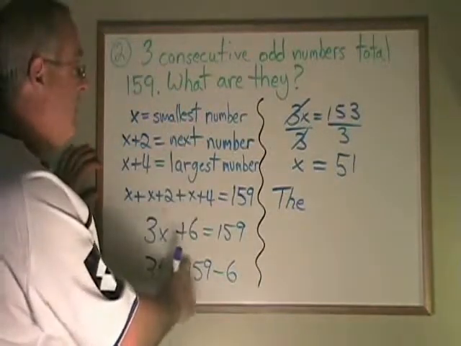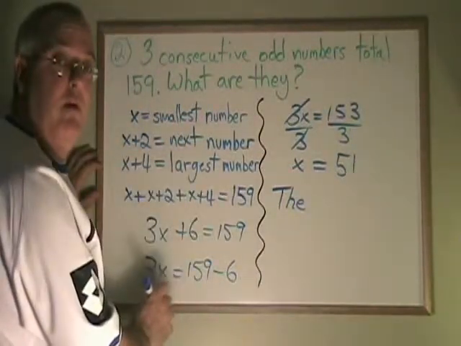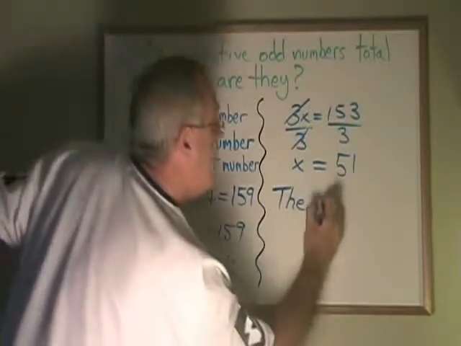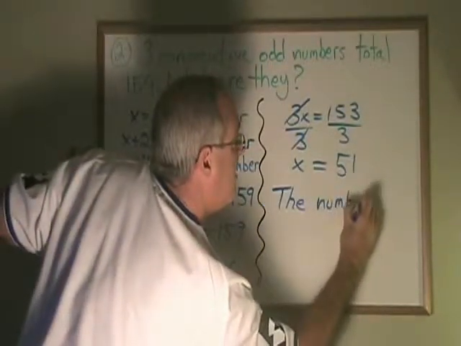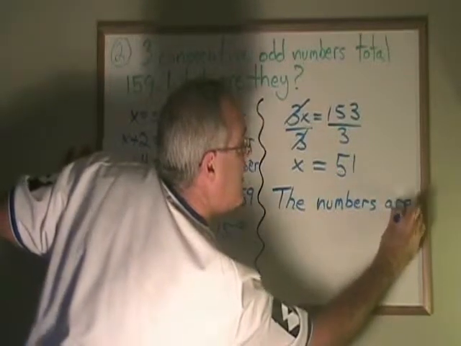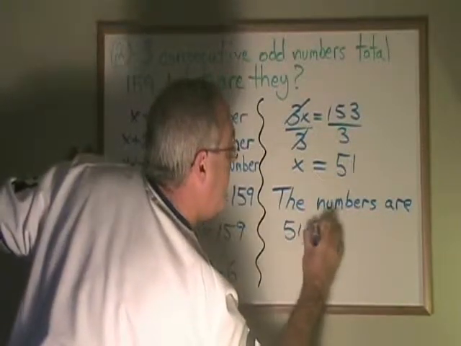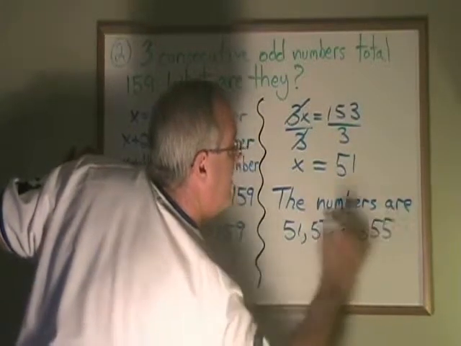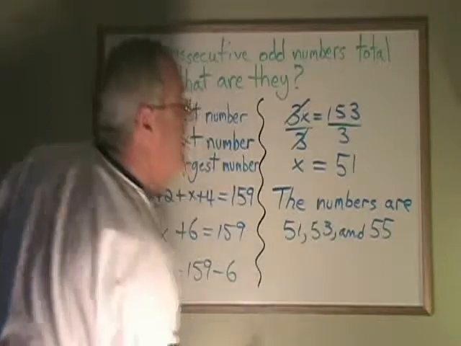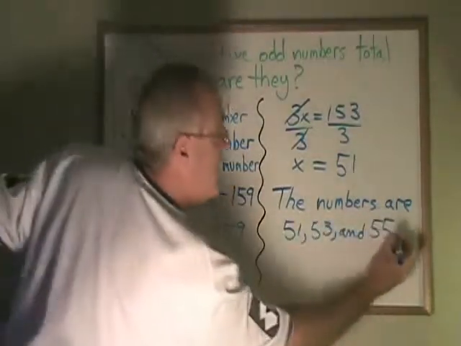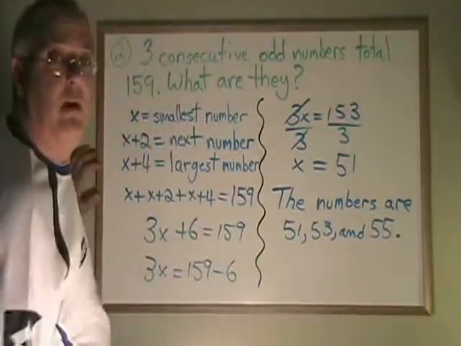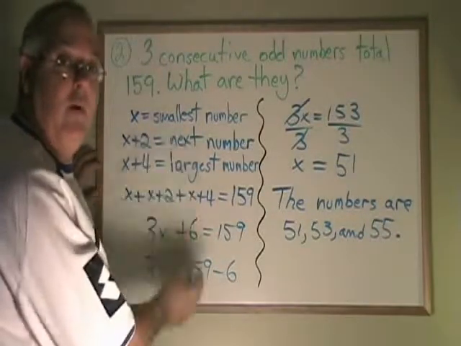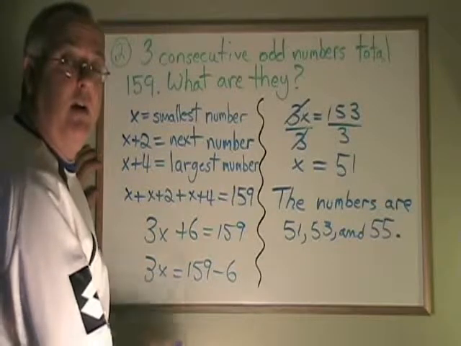We have solved the equation, which is step 3 in our process, and step 4 in our process is to give the answer with unit of measure. The numbers are 51, 53, and 55. And we do not have to use a unit of measure because numbers do not have a unit of measure. This is how you use the 4 basic steps of solving algebra word problems.